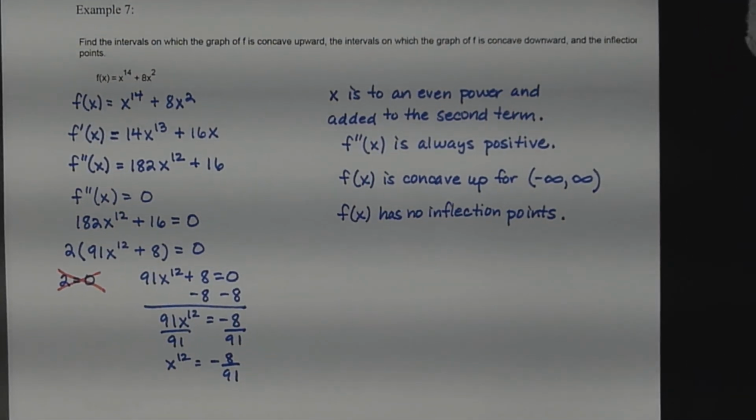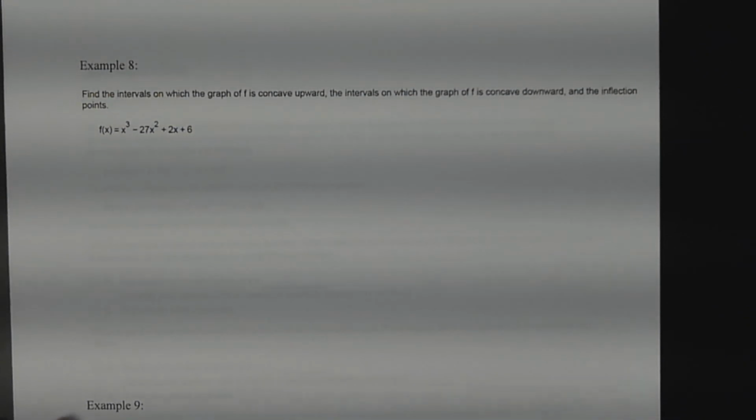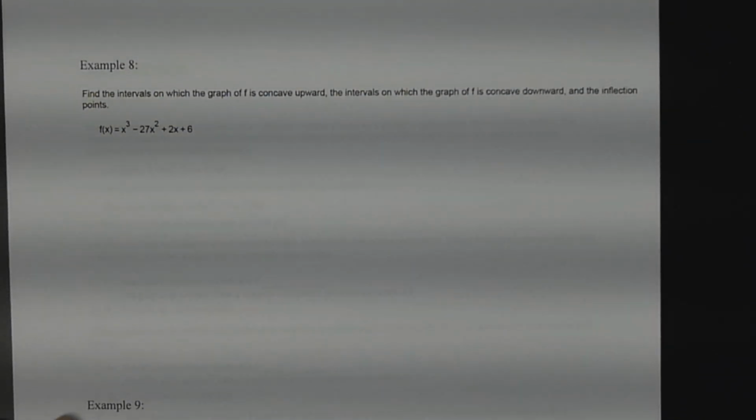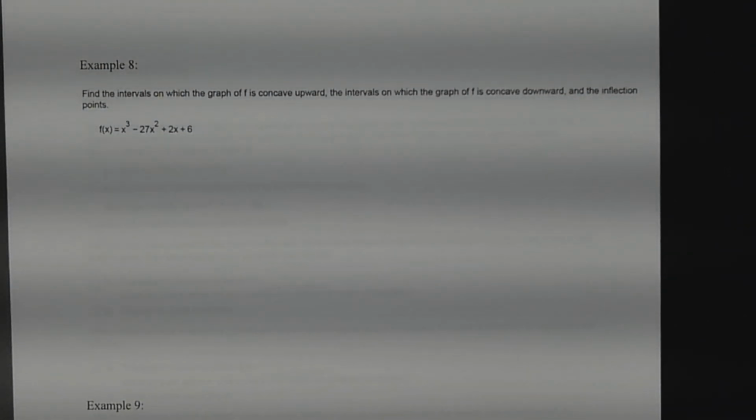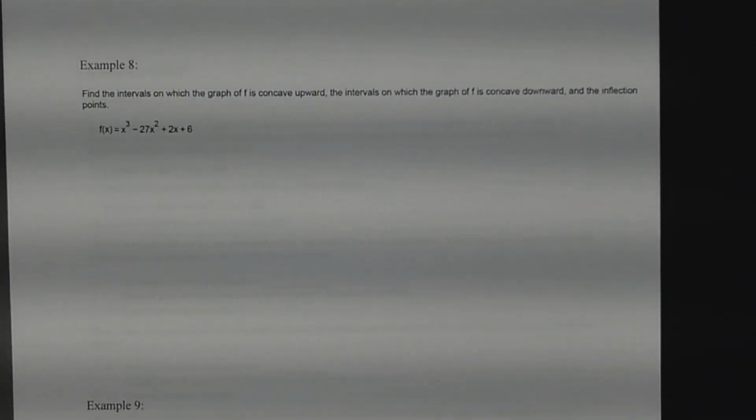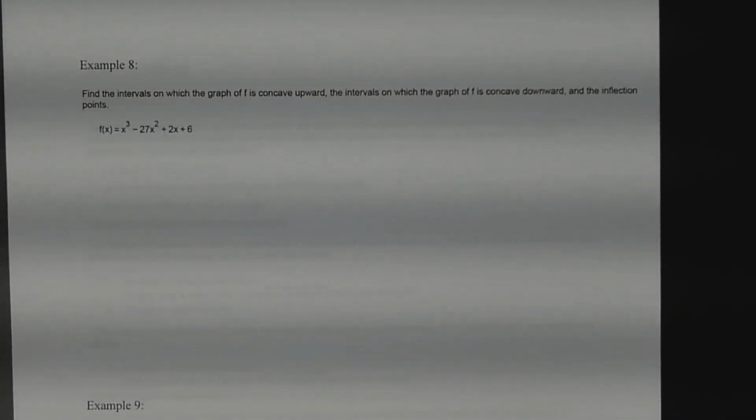All right, here's another example of this, and I have a couple of examples of just concavity. Here we have f of x equals x cubed minus 27x squared plus 2x plus 6. I want to find the intervals in which the graph is concave up, the intervals in which the graph is concave downward, and the inflection points.